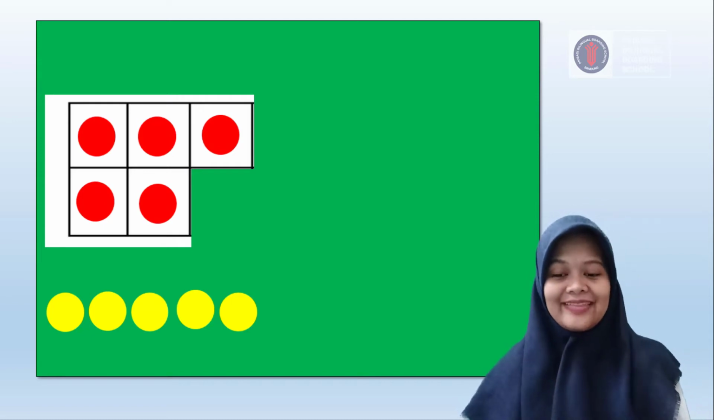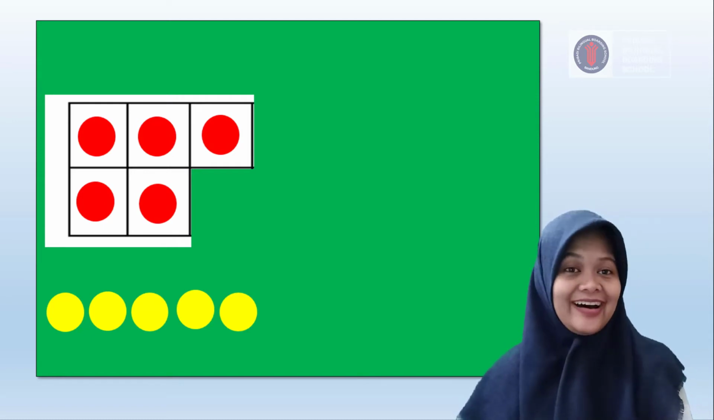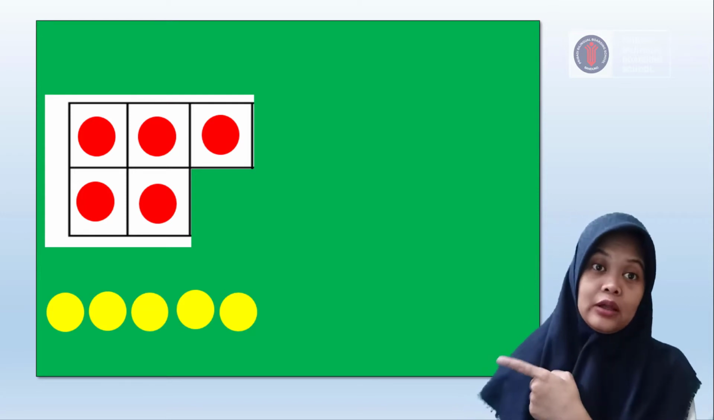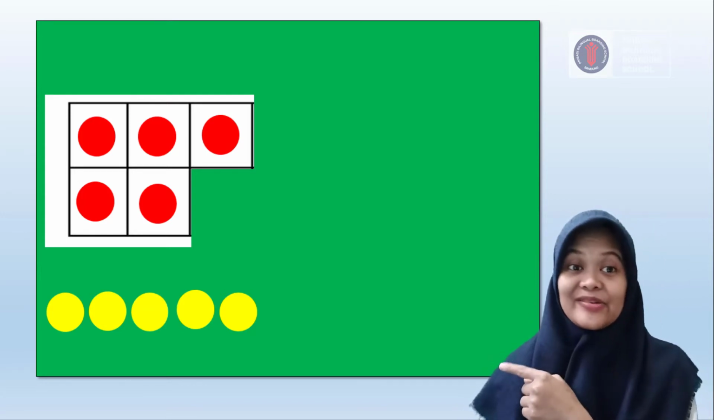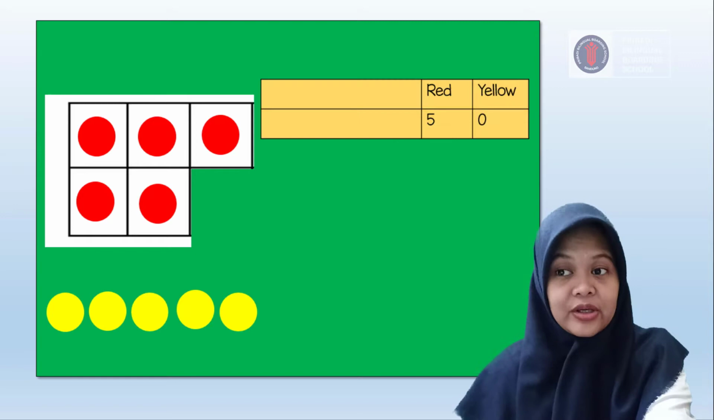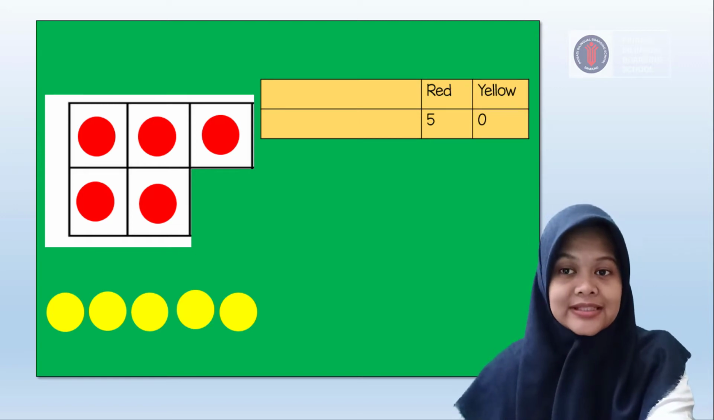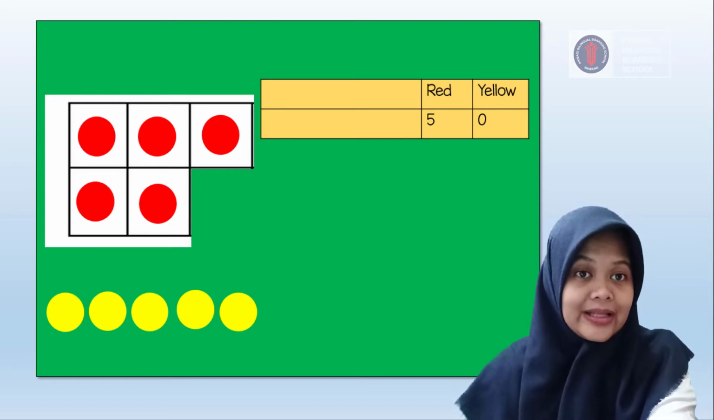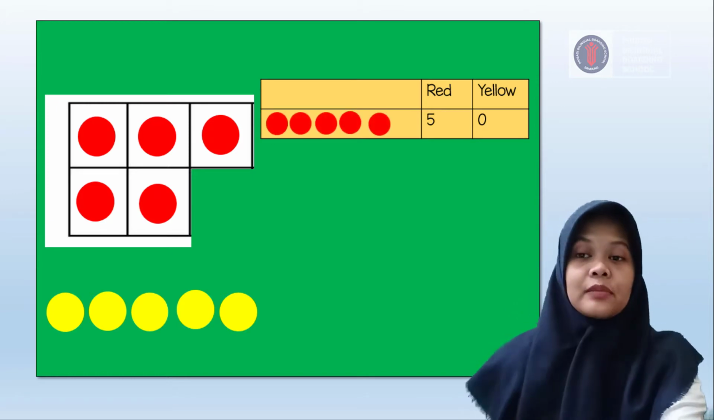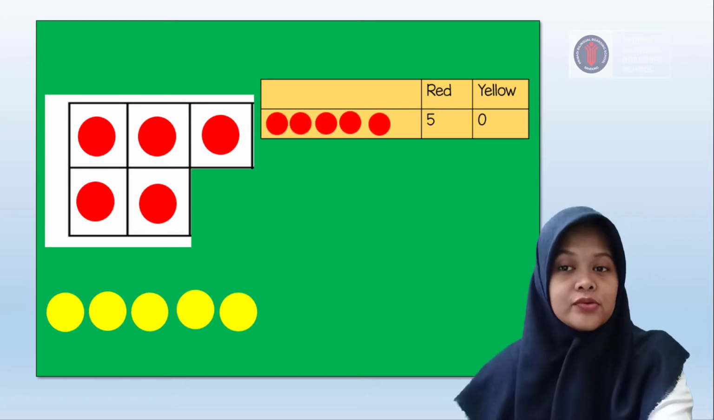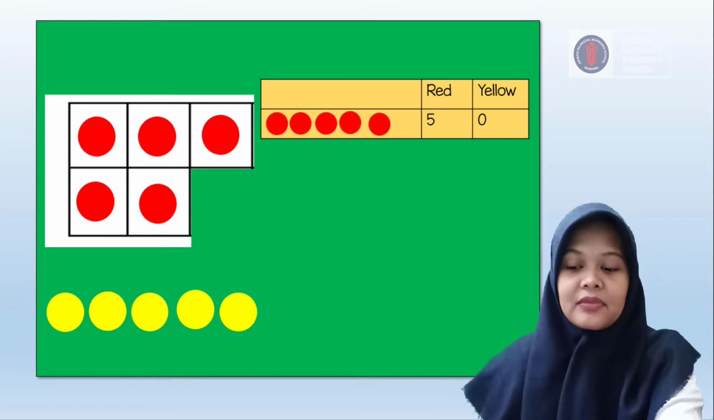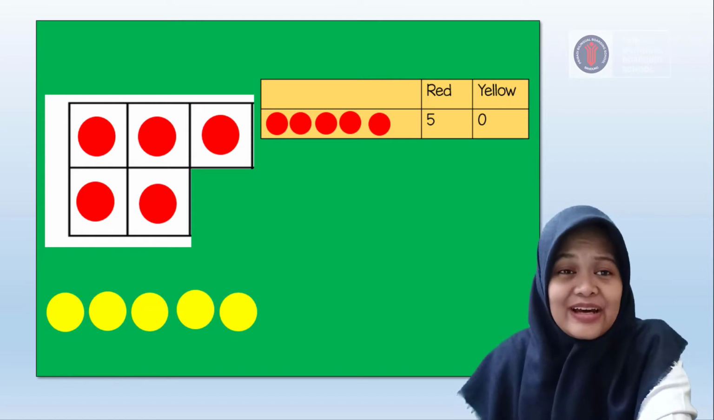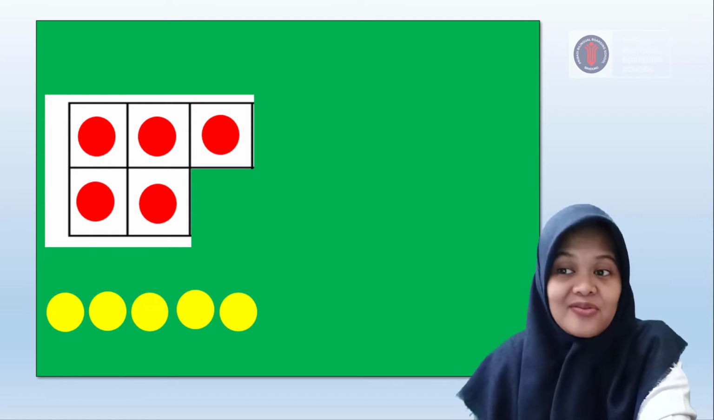Yep, you are right. There is no more room to add other dots since we have filled all of the frame with the red dots. We can record our result by using a table like this: 5 red and 0 yellow. So we can say that 5 and 0 makes 5.